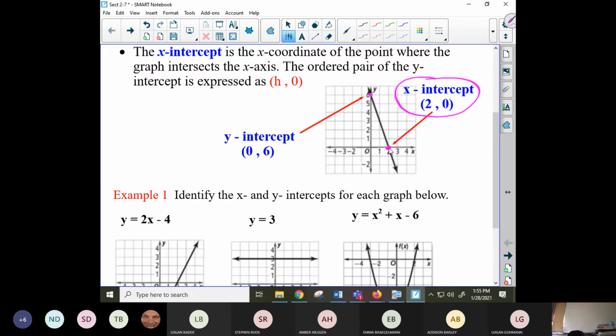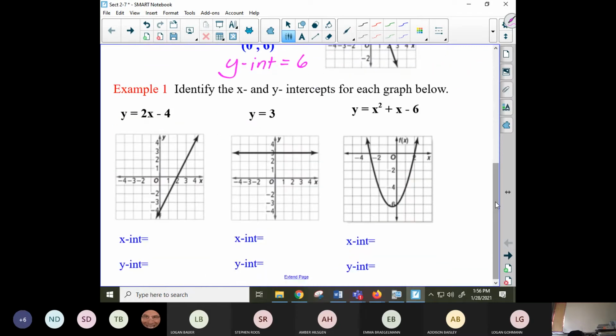Now today, when they ask us for the x-intercept, we do not have to write it as an ordered pair. We can just say the x-intercept is 2 and the y-intercept is 6. So when you look at something that's graphed and they ask you for the x-intercept, it's just asking where it crosses the x-axis, and this one is at 2. And then the y-intercept is where it crosses the y-axis, which in this case is at -4.